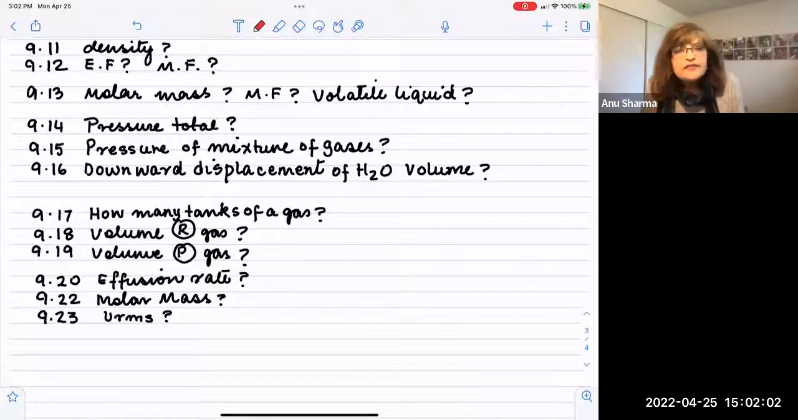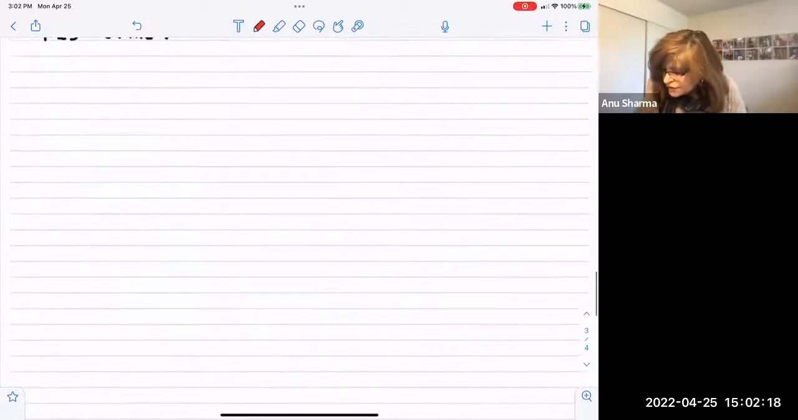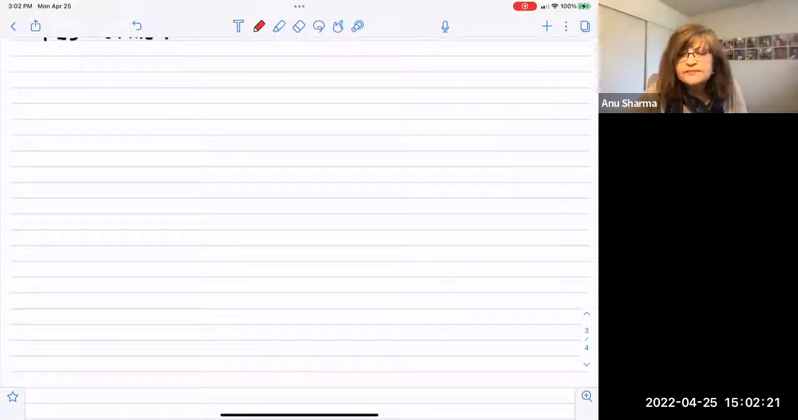So the first one, 9.11. What does 9.11 say? It asks, what is the density of molecular hydrogen gas at 17 degrees Celsius and a pressure of 760 torr? So let's write down first what is given to us.